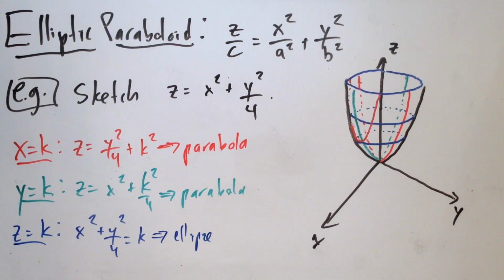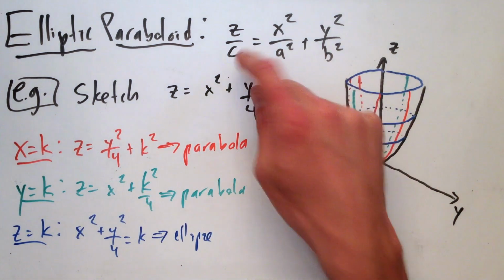First, we have the elliptic paraboloid. Now, this looks like z over c is equal to x squared over a squared plus y squared over b squared. First, just a comment about this particular expression. It looks different from what I had up before.